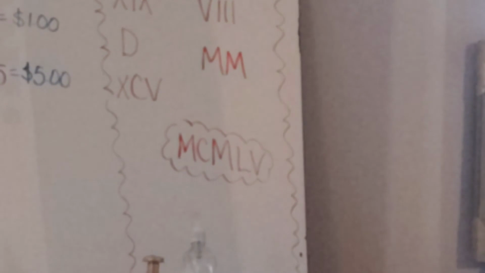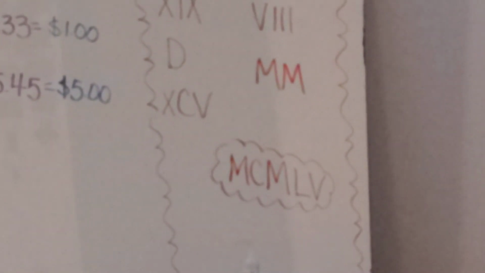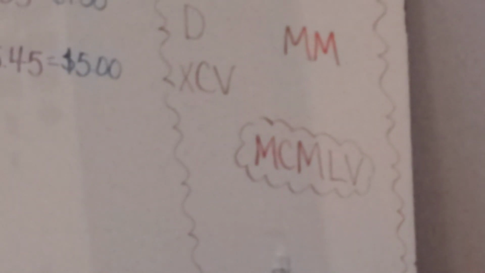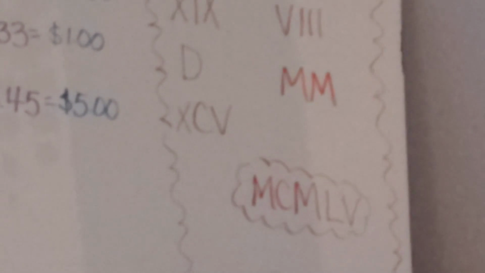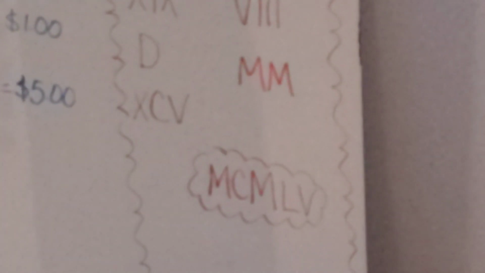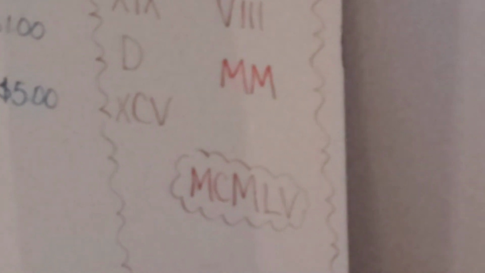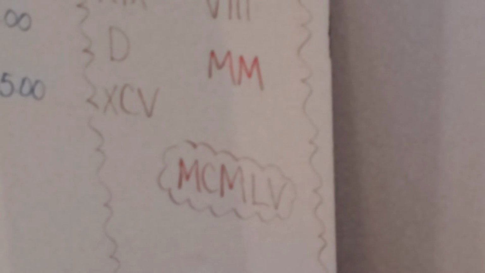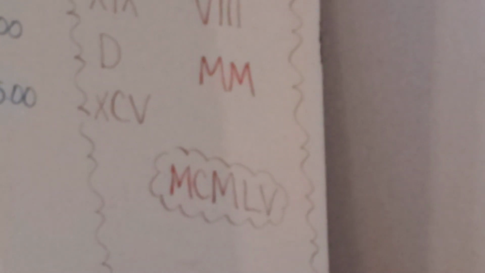At the bottom, the one that is circled right there, MCMLV. Bonus points for whoever can figure out that Roman numeral and write it in the comments, either on YouTube or in Google Classroom. MCMLV, and you'll get bonus points on your Class Dojo.